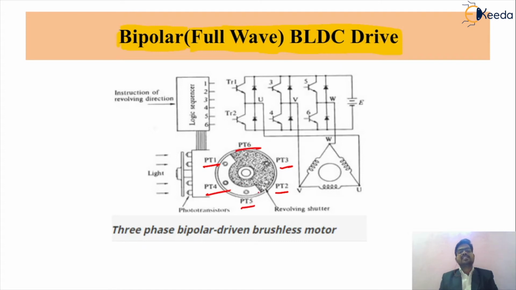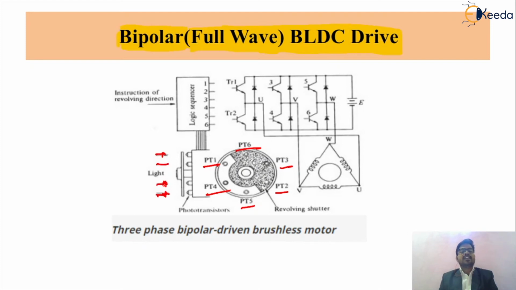So these are the 6 phototransistors which are connected to the rotor circuit of your BLDC motor. Basically, on the rotor circuit we are connecting one disc on which we have mounted the different Hall effect sensors, that is nothing but your phototransistor. So what will be the operation of this particular phototransistor?